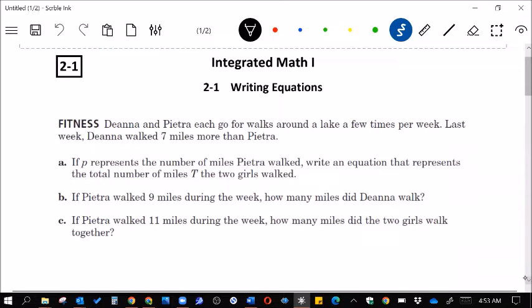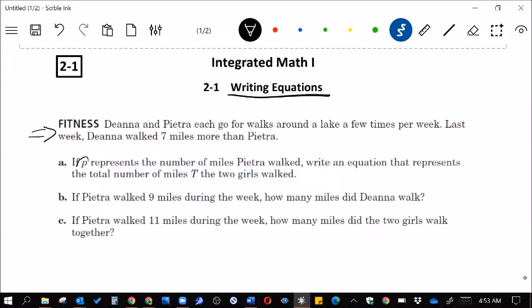Welcome. Let's write an equation in a so-called real-life situation. Here is a word problem, or an application problem, as we'll call it in math. What we're going to do is write an equation. In fact, the situation is Deanna and Pietra walk around the lake.